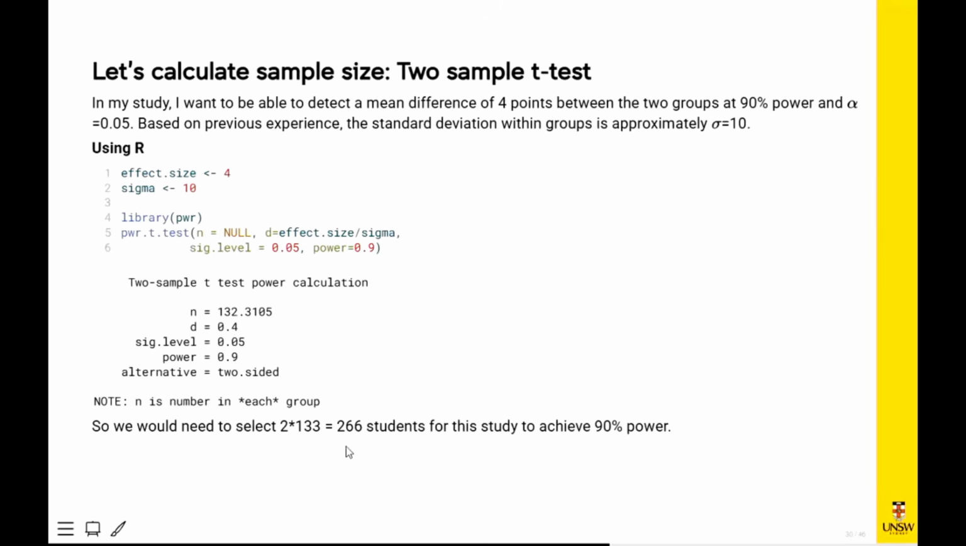So 266 students randomly selected from schools, Year 10 students from across Australia for this study to achieve 90% power. Okay, that's a lot. I don't know if I have enough time and resources to select 266 students and do this. I don't know what I'm going to do.